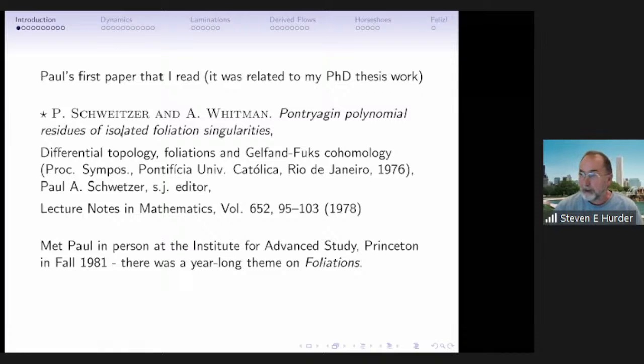My whole life, I've been following Paul. When I was a student, the first paper I read by him was this one on Pontryagin polynomial residues of foliation singularities about the homotopy type of big Gamma. I'd never met Paul, but this paper was very encouraging because it meant what my thesis was doing was maybe of interest to somebody else.